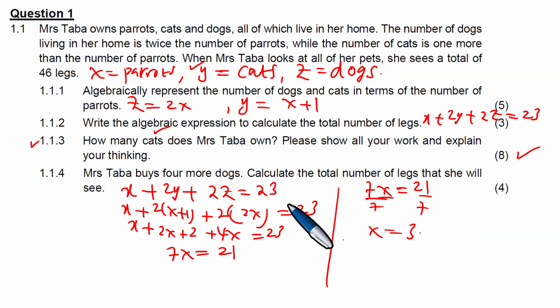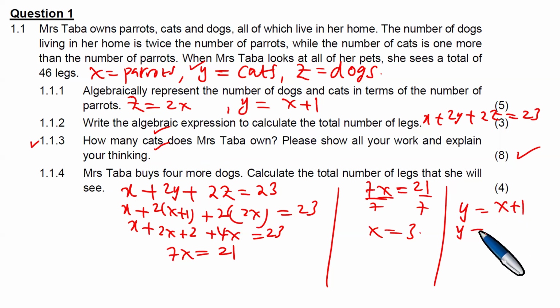Once you get x equals 3, then we can use this particular equation to get y, because we want the number of the cats, how many cats, and the cats are y. So we have x plus 1, and then the x is 3 plus 1, and then it is exactly what? A 4. Yeah, so that is the answer.